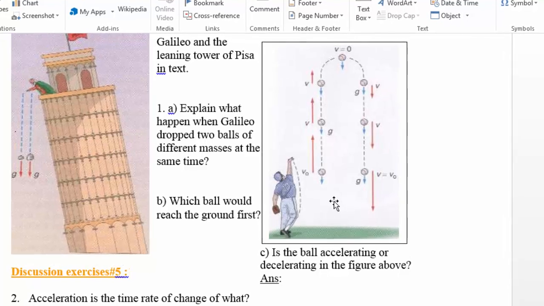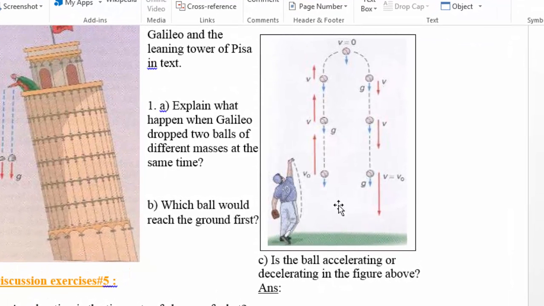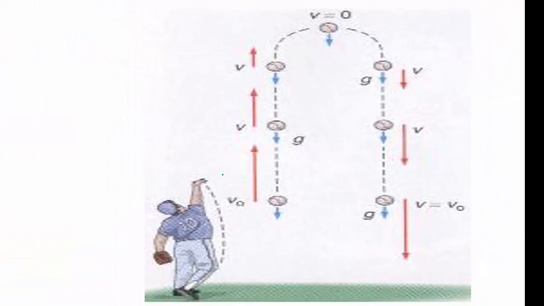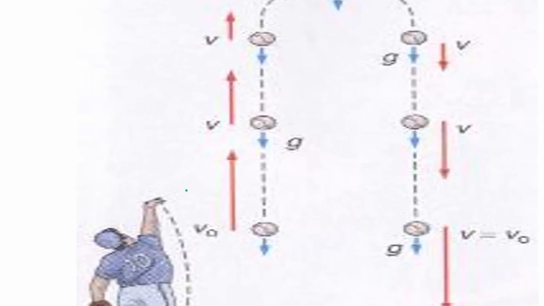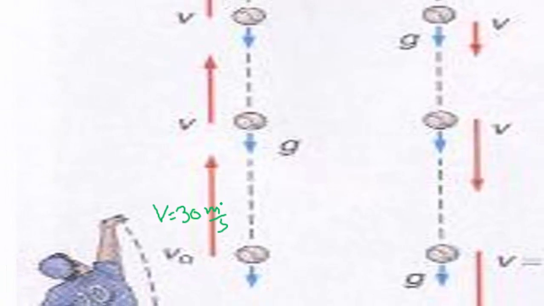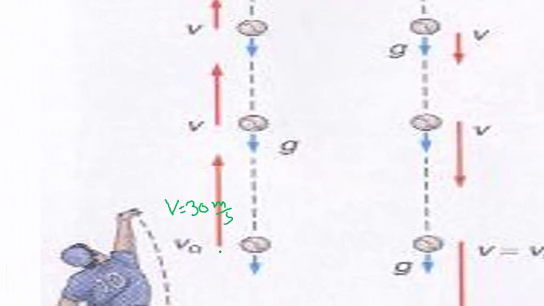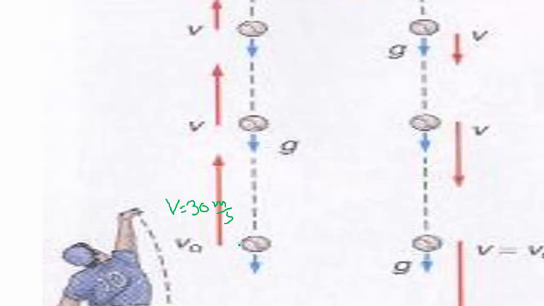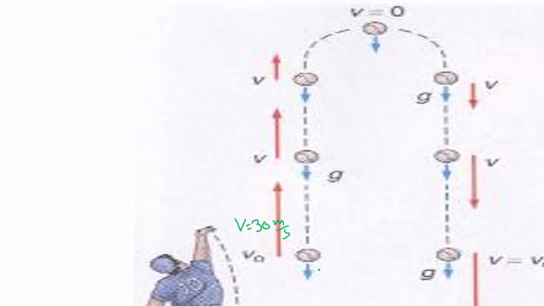For example, look at this question here, question 1C. It asks you if the ball is accelerating or decelerating in the figure above. So let's assume this baseball player threw the ball upward with initial speed v0. Let's assume the initial speed was 30 meters per second, and it's upward. As you see, the direction is upward. Of course, as soon as it leaves his grip, right away it will start decelerating because the acceleration due to gravity, g, is acting on it.